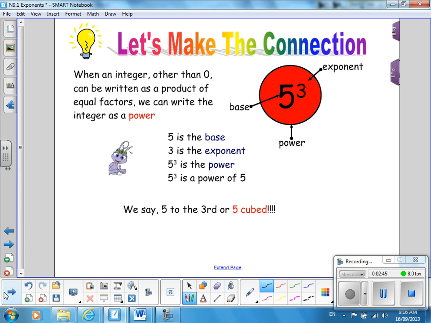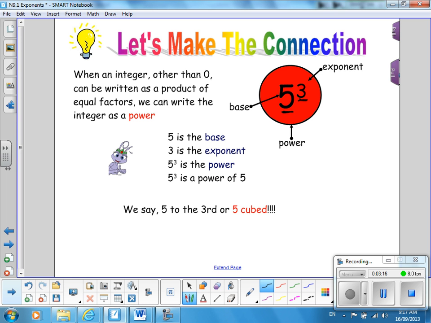This is a base of 5. 5 is the big number, so we call it the base. The exponent is the little number up to the right of the base, and we call that the exponent. Altogether, we call it a power, and in this case it's a power of 5 because the base is 5. So we say 5 is the base, 3 is the exponent, 5 to the exponent 3 is the power, 5 to the exponent 3 is a power of 5 because 5 was the base.